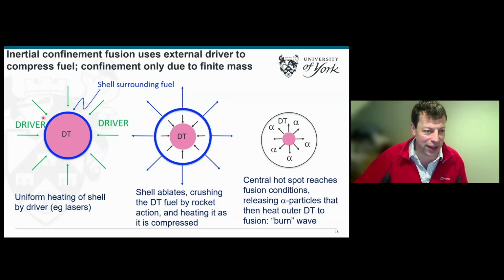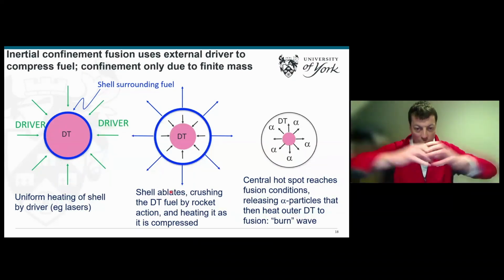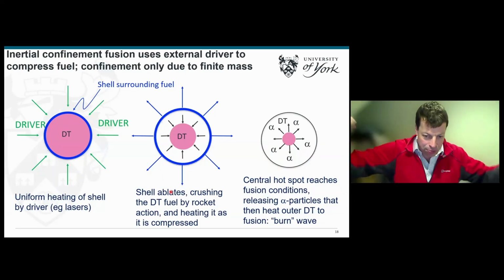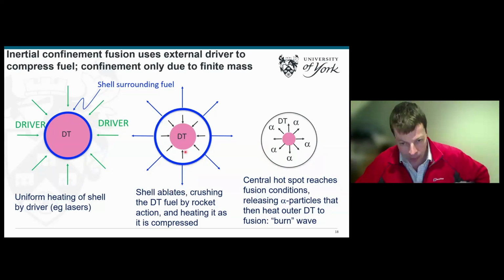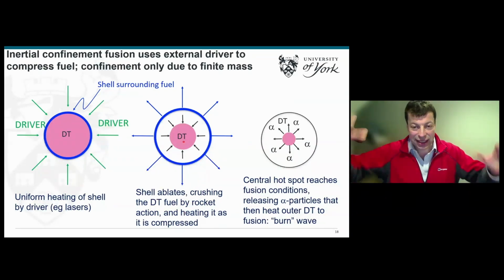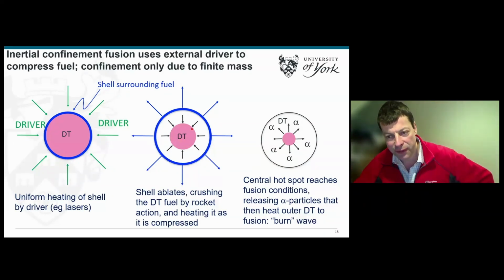And then I've indicated here by driver, this is a heating mechanism, which is often a laser, a very powerful laser. This heats up the shell and the fuel extremely quickly. The shell ablates. What do I mean by ablate? The shell is extremely hot, so it flies outwards. By conservation of momentum, Newton's third law, if you like, this then compresses the deuterium-tritium fuel by rocket action. And as it compresses, it heats and thereby achieves the conditions for fusion.